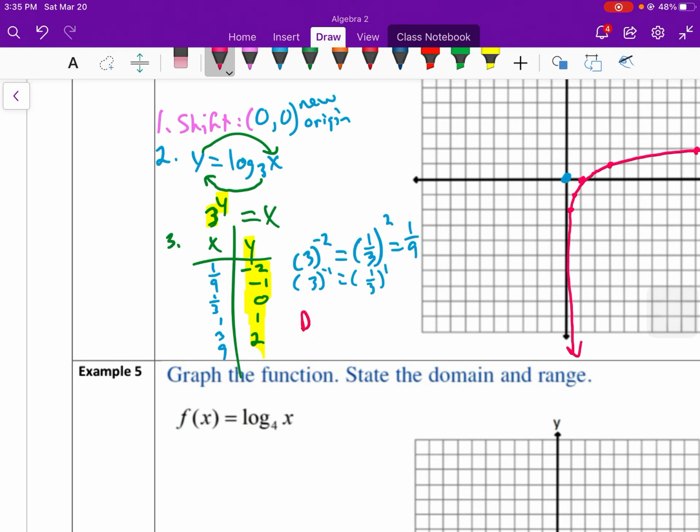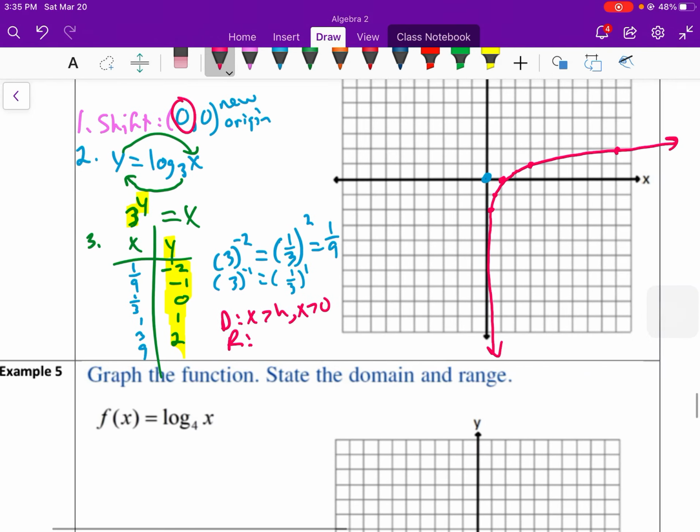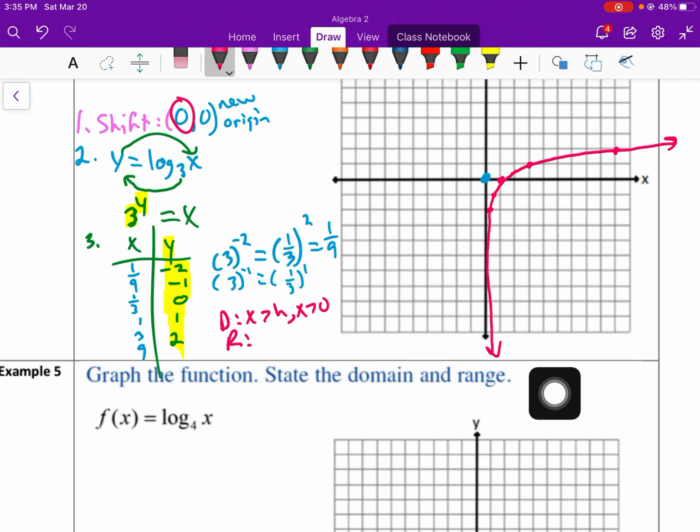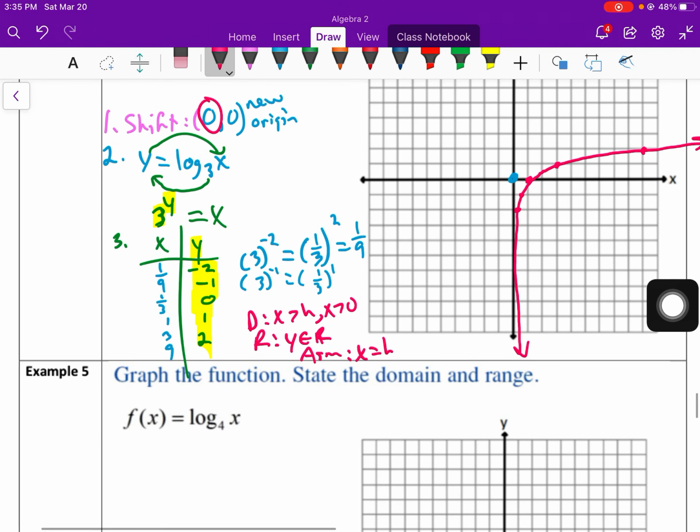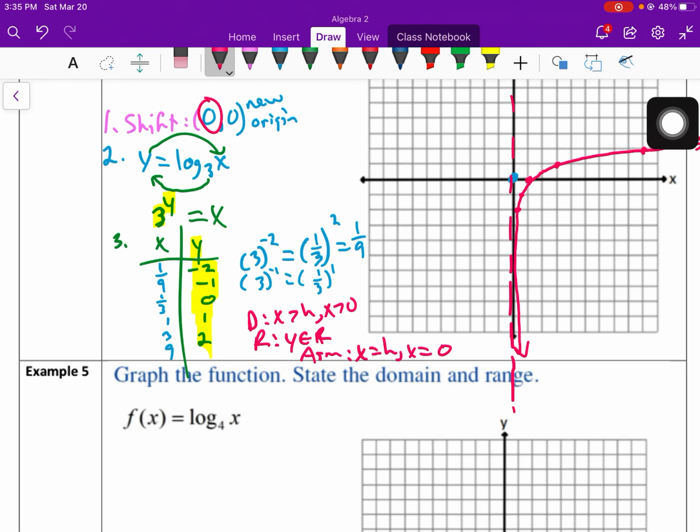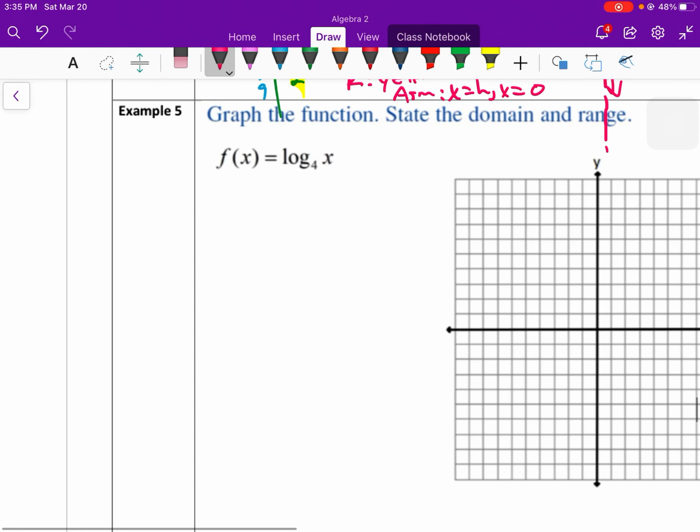Now, my domain and my range. We said the domain was x greater than h. h in this case is 0. So x is greater than 0. My range now, it's going to continue vertically up and down forever. So that's y is an element of all real numbers. And then my asymptote is x equals h, which is 0 again. This is my vertical line, my asymptote. That's the line x equals 0. So it's really similar to the graphing of exponential functions, which it should be because they're inverses of each other.